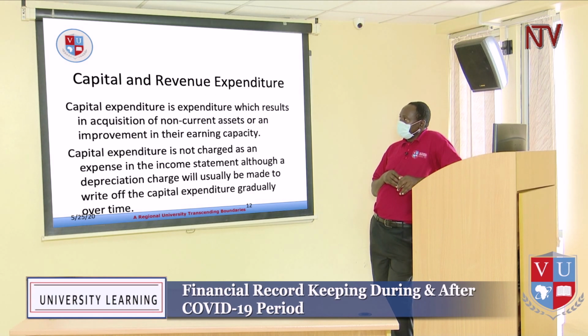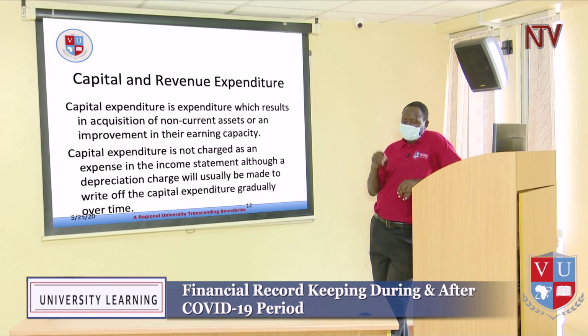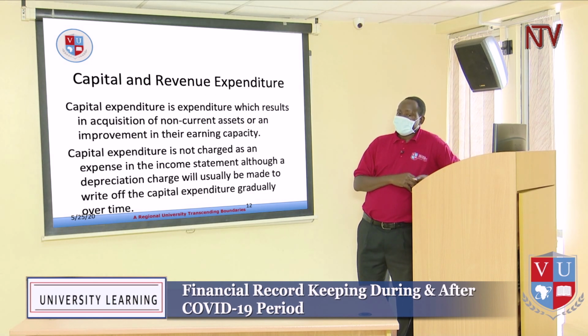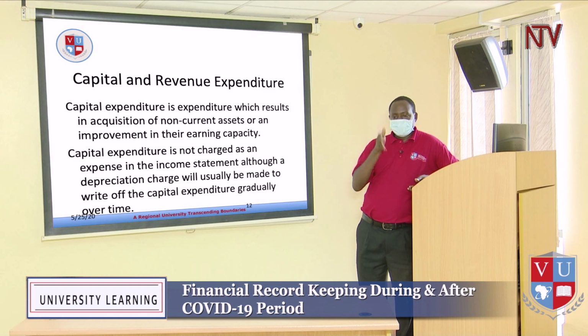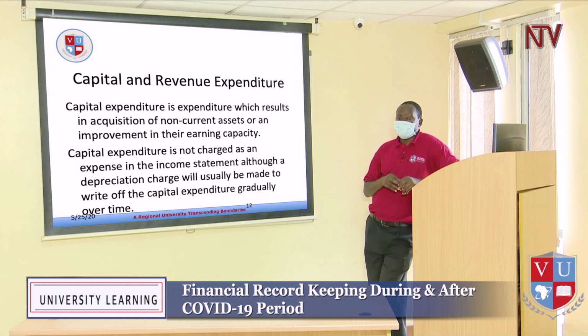Also, we have what we call the revenue expenditure. Revenue expenditure is expenditure incurred in the ordinary conduct of business. The purchase of stock, trading stock, is a typical revenue expenditure item. Payments for wages and salaries, rent, and other operating expenses, those are revenue expenditure items.